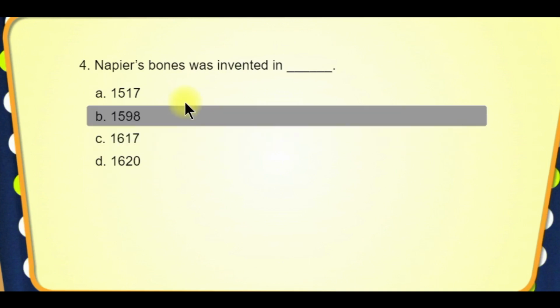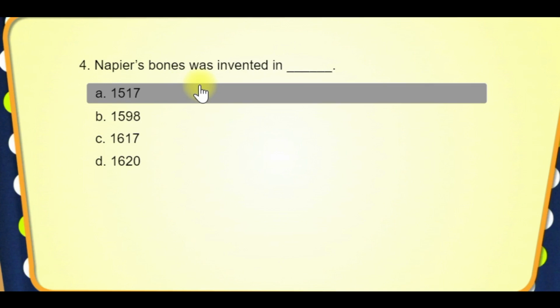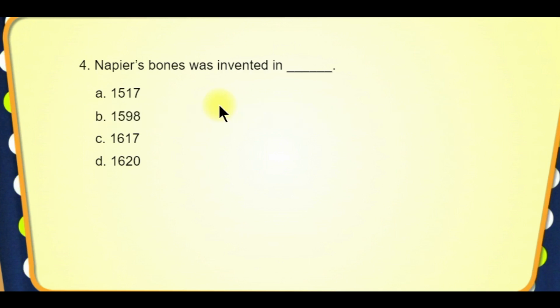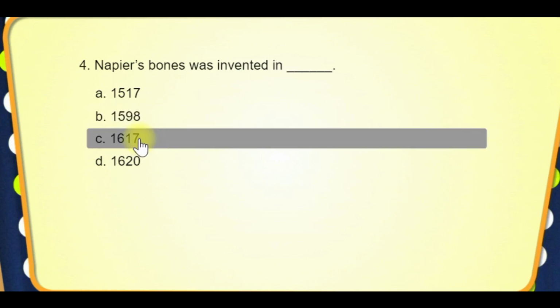Fourth question. Napier's bones was invented in 1517, 1598, 1617, 1620. Correct answer is option C, 1617.